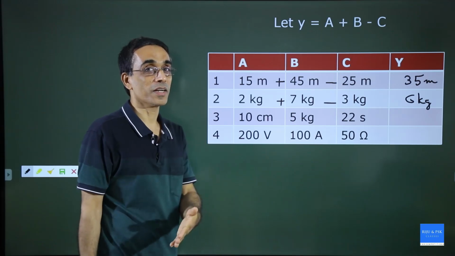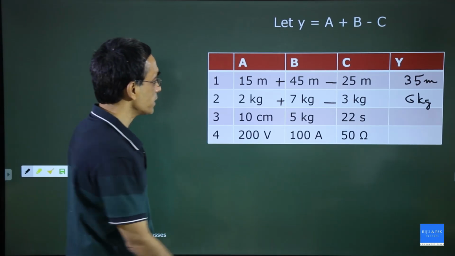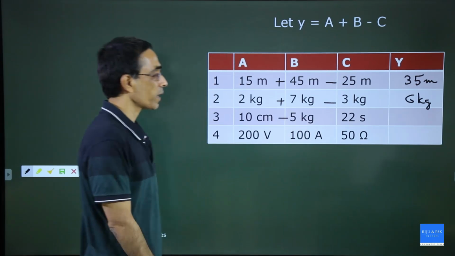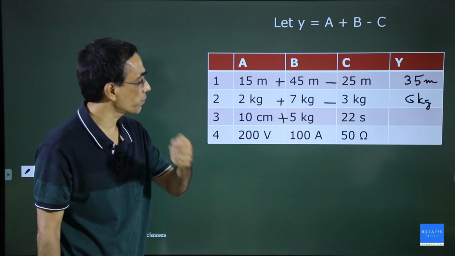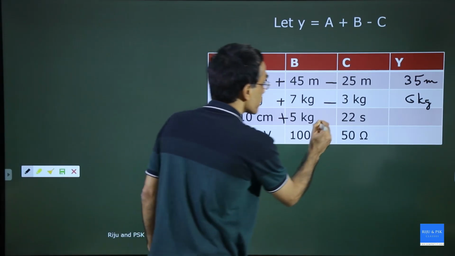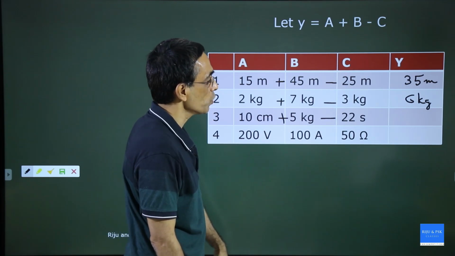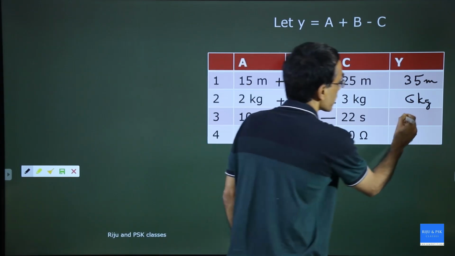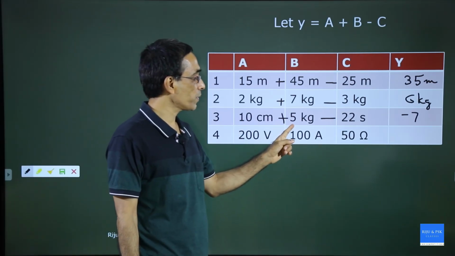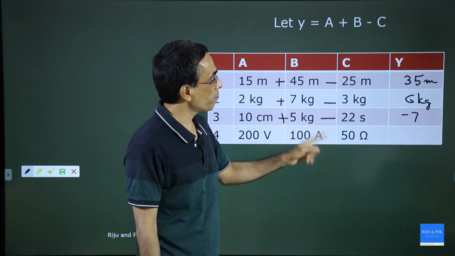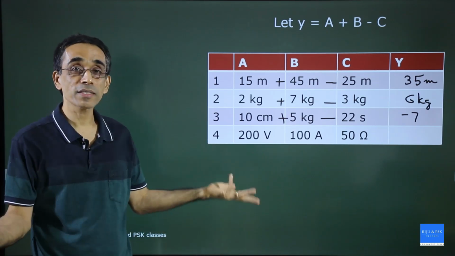How to do the third one? There can be some innocent solvers out there who may simply do 10 plus 5 equal to 15. Then subtract 22. So 10 plus 5, 15 minus 22. They will struggle and get the answer as minus 7. Mathematically correct. 10 plus 5 is 15, 15 minus 22 must be minus 7. But does it make any sense?